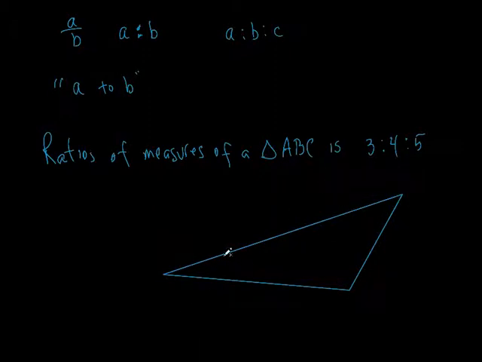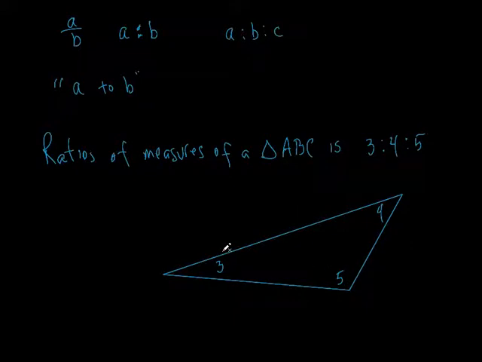In this triangle right here, does that mean that this angle is 3 degrees, this angle is 4 degrees, and this angle is 5 degrees? No, of course not, because what has to be true about all these angles? They have to add up to 180, don't they? Okay, what it's talking about is the ratio of the angles, right? So what it's saying is 3 times a certain number is this angle, 4 times that same number is this angle, and 5 times that same number is this angle right here.